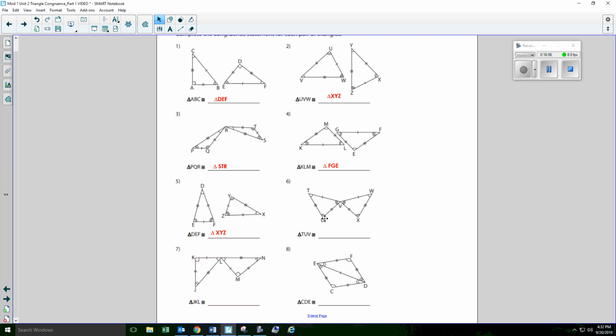TUV. TUV is 1, 2, 3. So I must go 1, 2, 3 here. 1, 2, 3. WXV. All right, here, JKL, they went 2, right angle, 1. So I must go 2, right angle, 1. NML.